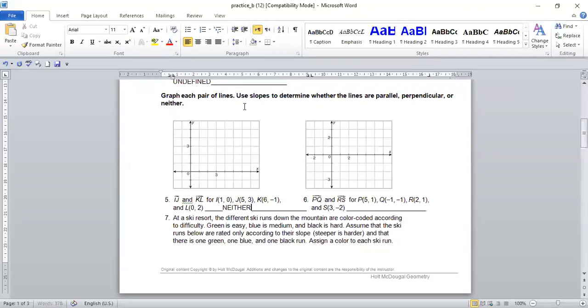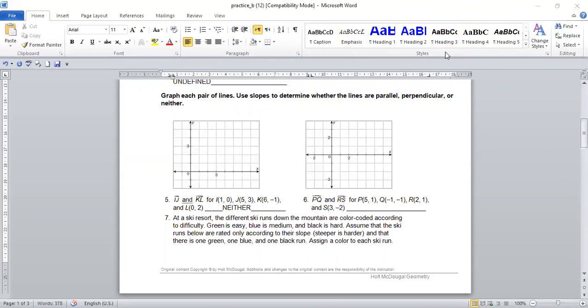Means it's not parallel, not perpendicular. Okay, so moving on to question number 6. The lines are P and Q, and R and S. P is (5, 1), and Q is (-1, -1). Sorry, (-1, -1). R is (2, 1), and S is (3, -2). So let's graph and check what kind of lines they are.